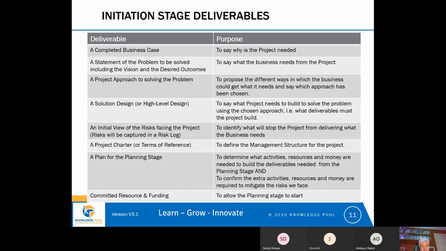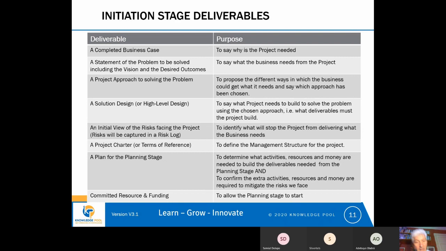The next thing we need to move on to is we need to take an initial view of the risks that are facing the project, because any project will be faced with a number of risks. And if we're not aware of the risks that we're running, then some of those risks will come and hurt the project. It's inevitable that some of the risks we face will come and hurt the project.